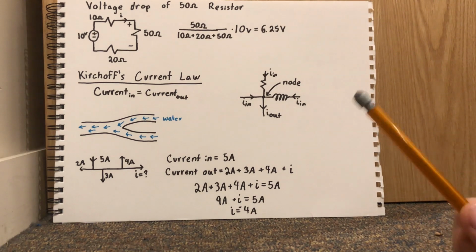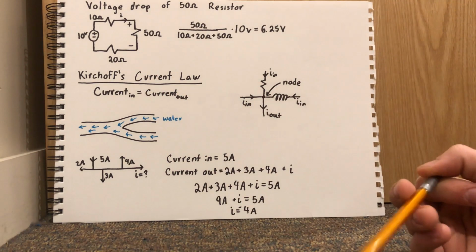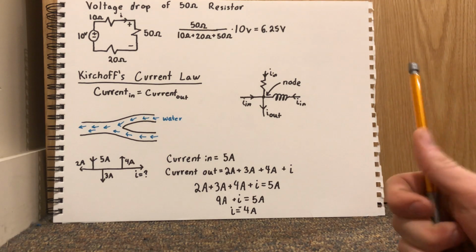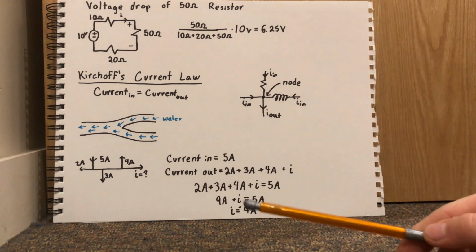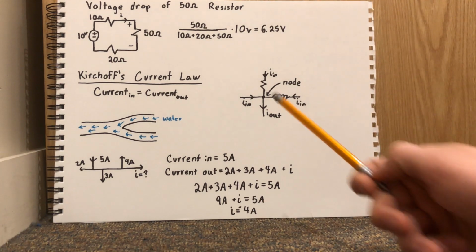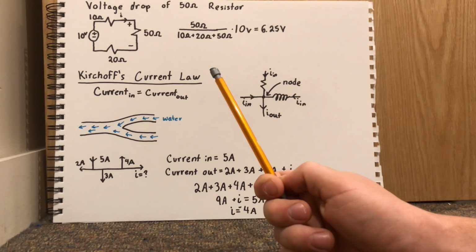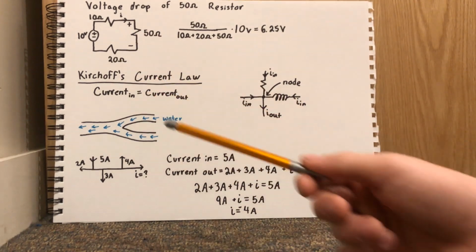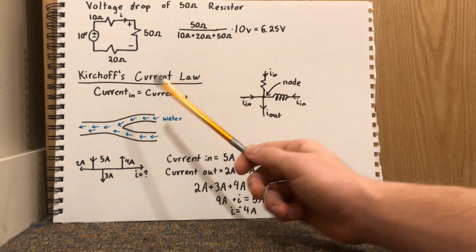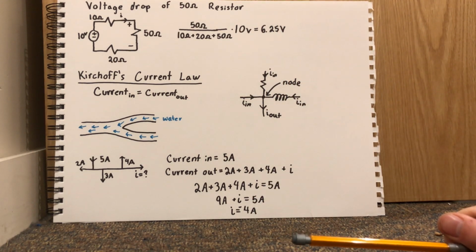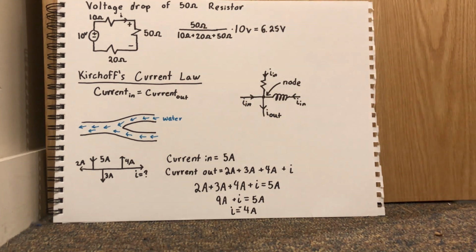Next, we're going to look at the voltage drop of our 50 ohm resistor in this circuit. We're going to do the same as we did before. We have our 50 ohm resistor here, and we divide this by the total resistance of this circuit. We see that we have a 10, a 50, and a 20. Then if we multiply this times our source voltage, we find the voltage drop of this 50 ohm resistor from here to here, and we find that it's 6.25 volts.